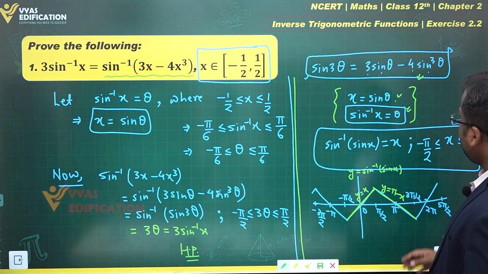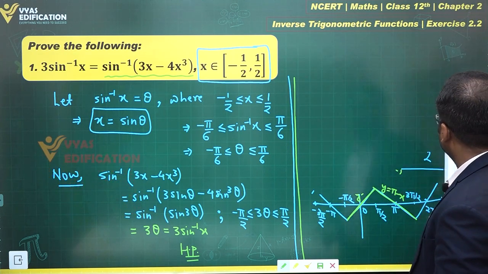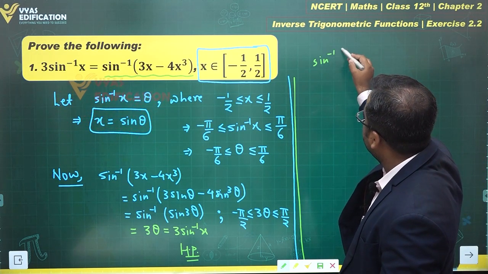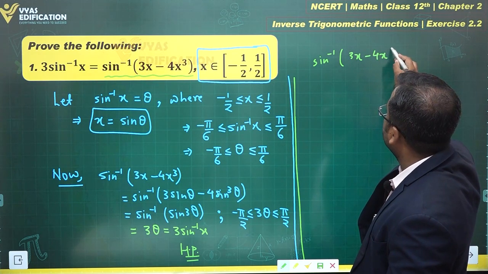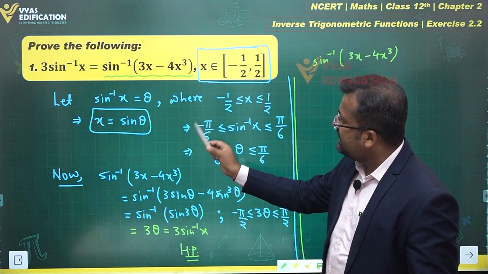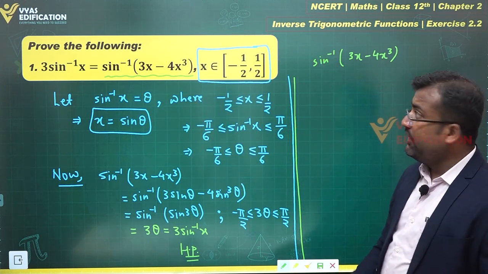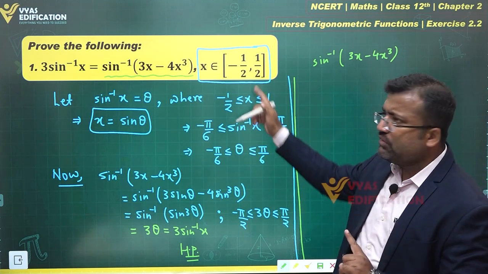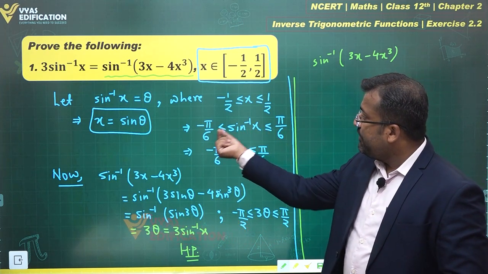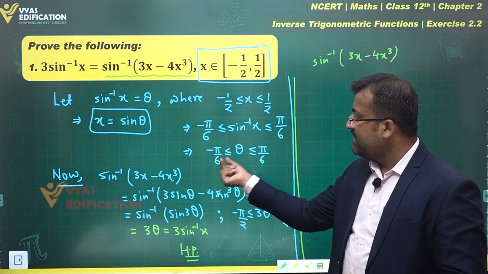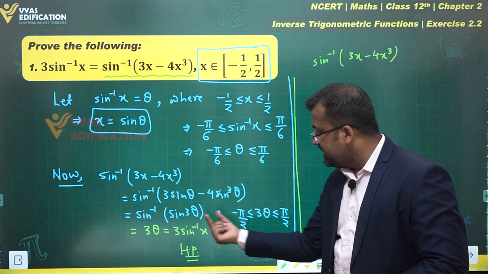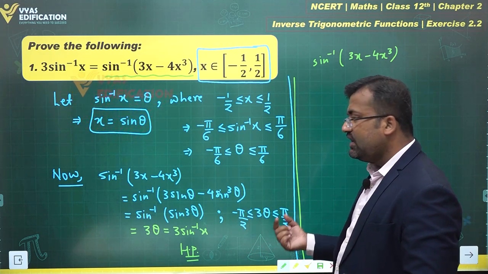By the way, what we are trying to deal with here is, I want to simplify the expression sin inverse of 3x minus 4x cube. Now the initial steps will be the same, but here the value of x will not be from minus 1 by 2 to 1 by 2, as has been given to us. We'll consider x from minus 1 to 1. Sin inverse x will lie from minus pi by 2 to pi by 2, and 3 theta will lie from minus 3 pi by 2 to 3 pi by 2. This will remain the same, and at this stage you'll realize that 3 theta lies from minus 3 pi by 2 to 3 pi by 2.